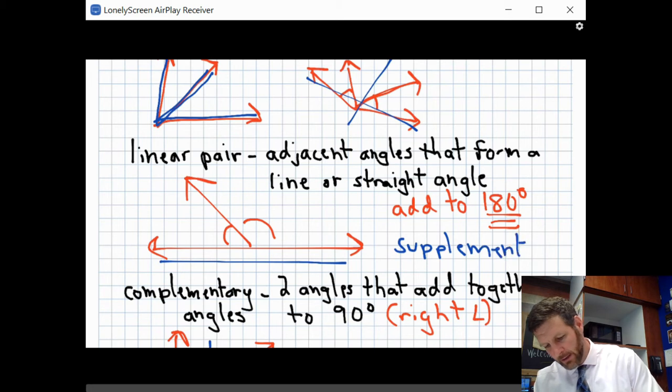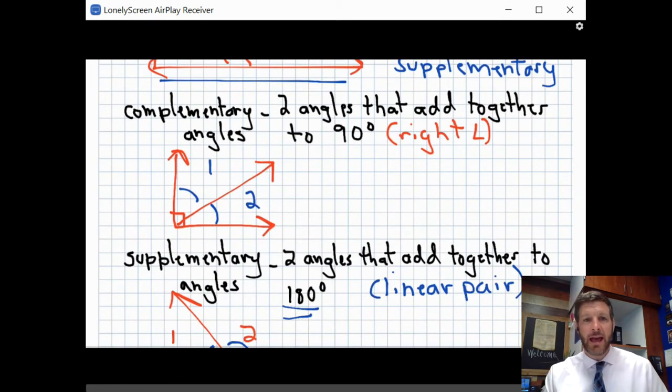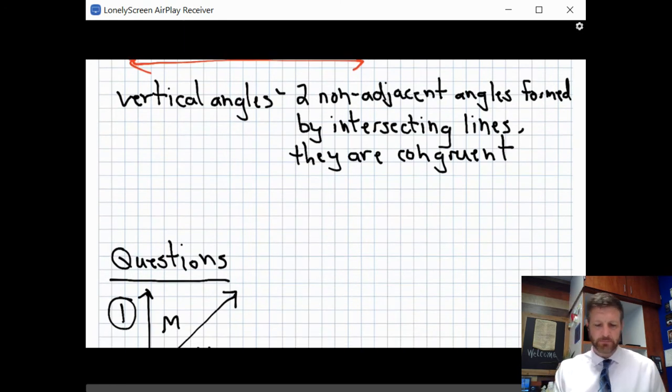The way that my little simple trick to differentiate them is alphabetically. C comes before S, complementary, supplementary, and 90 degrees comes before 180 degrees. In other words, it's smaller. You get to 90 degrees first before you get to the 180. So I just remember the C is the smaller, the S is the bigger. But come up with some trick, because I've seen it time and again people mistaking whether they're adding up to 90 or 180.